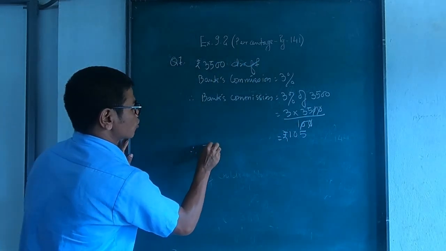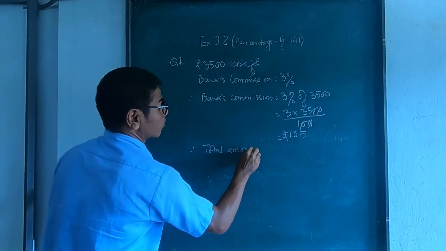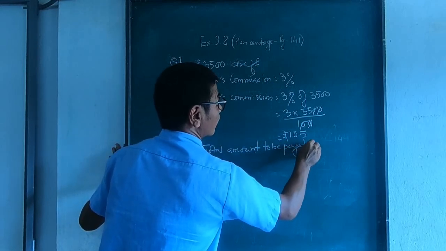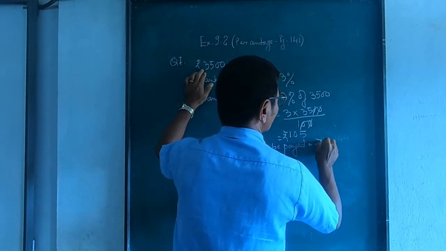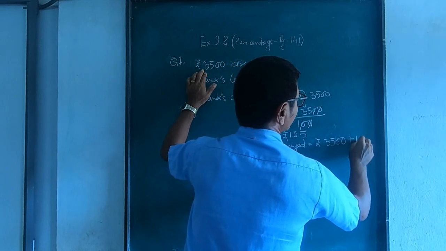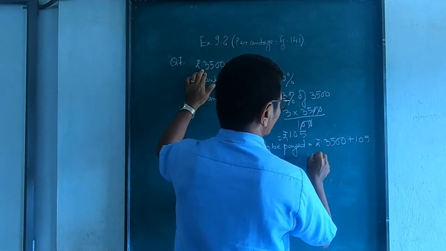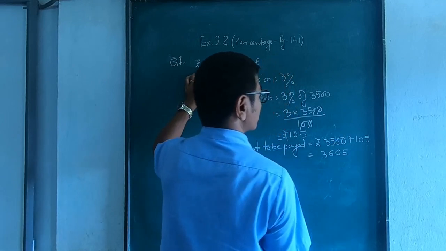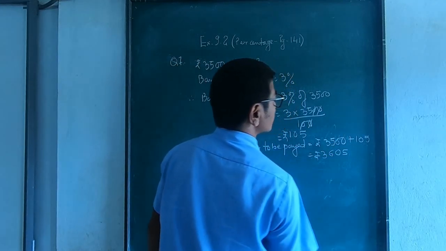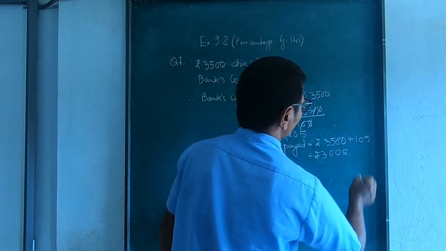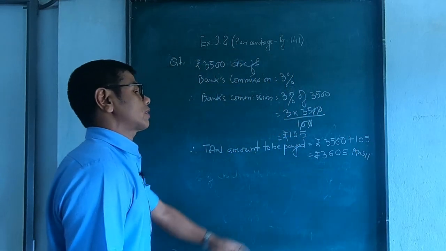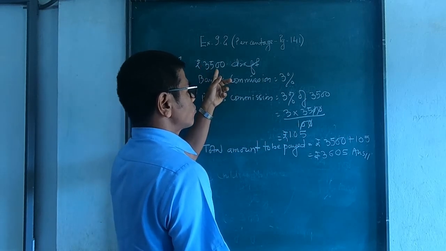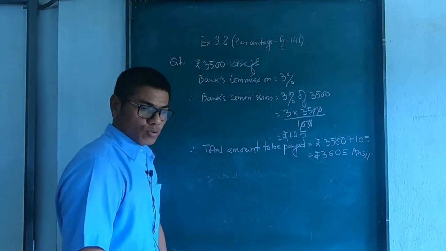Therefore, the total amount to be paid is equal to the total money, which is rupees 3500 plus 105, this commission. So you add them, you will get 3605. Please write rupees. This is the total amount to be paid. First we take the commission out, then the draft amount and the commission you add, that is the total amount to be paid.